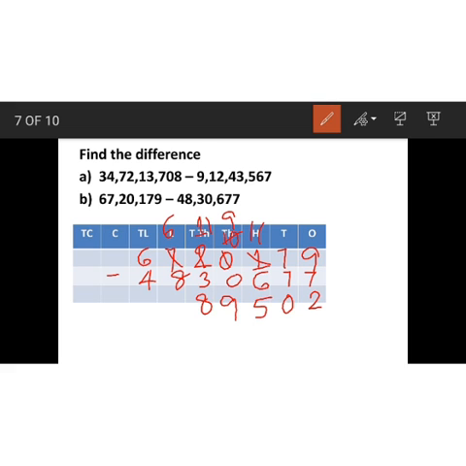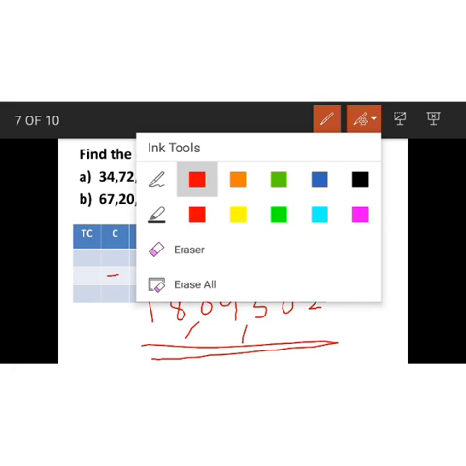Here it is 6, so we have to borrow from the left. So here it will be 5 and this will be 16. So 16 minus 8, we get the answer as 8. 5 minus 4, we get the answer as 1. That means the difference will be 18 lakh 89,502. This is how we do the subtraction.